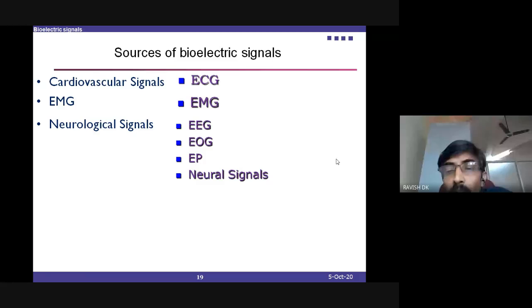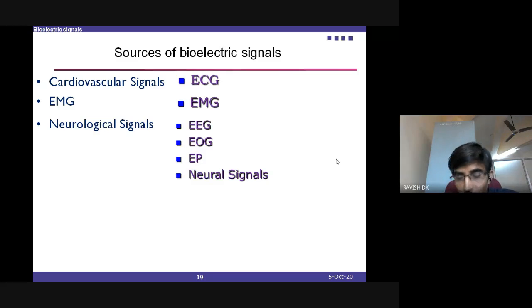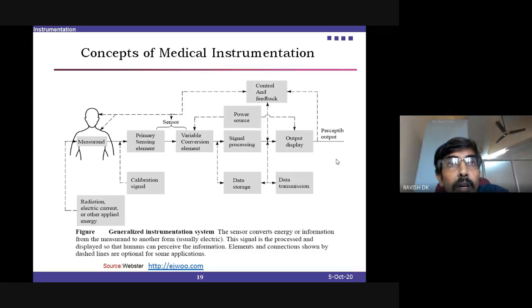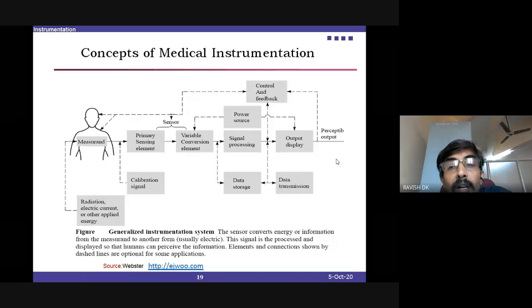Here I am not mentioning all that. I am covering only electrocardiography, electromyography and electroencephalography. This is purely for medical, this is for electronics students. So when we see any medical electronics instrument, this is the block diagram. It is very simple, as in electronic instrumentation.